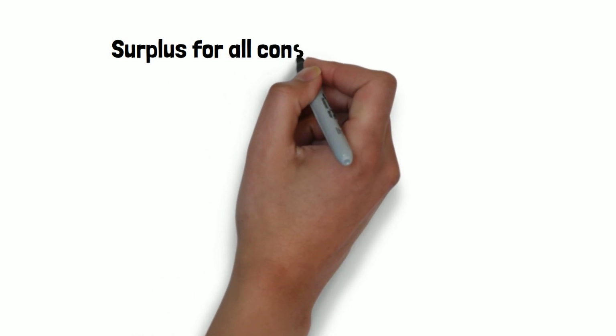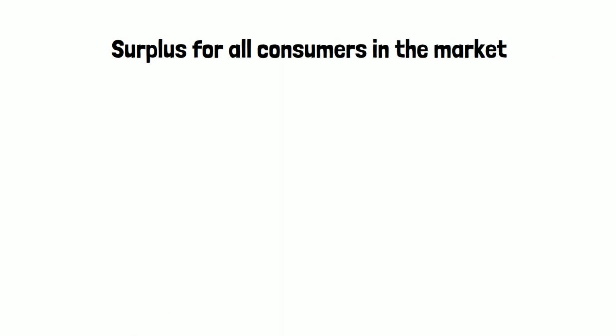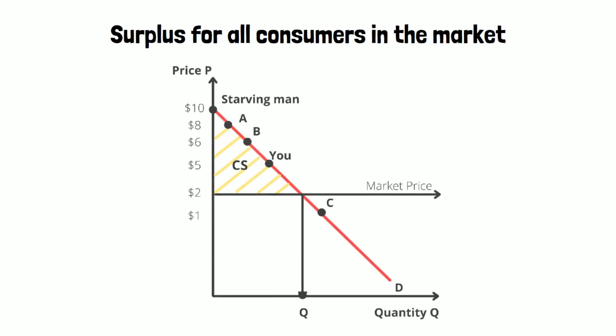Instead of only two people in the market for avocados, you and the starving man, we can extend this model for all consumers in the market. I can show you this graphically on your screen now. You can see the consumer surpluses for yourself and the starving man, but also for all other people in the market. The demand curve consists of all people willing to buy an avocado at a specific price. So person A might be willing to pay $8, person B $6 and person C $1. Remember that these are just examples, as any other point on the demand curve belongs to another person willing to buy an avocado.